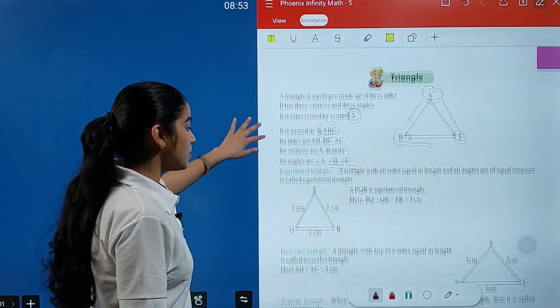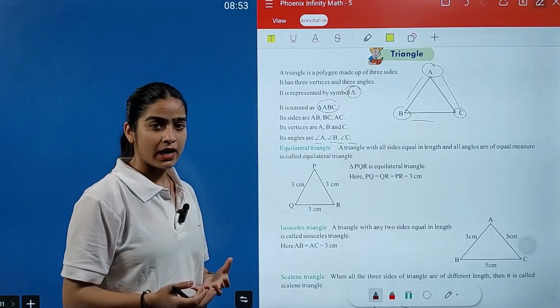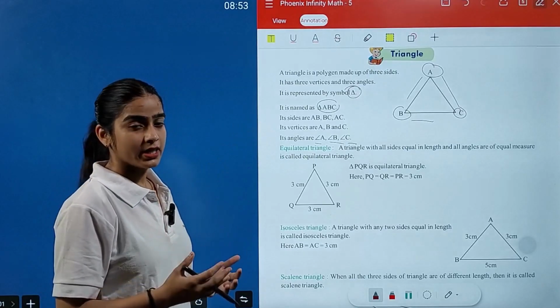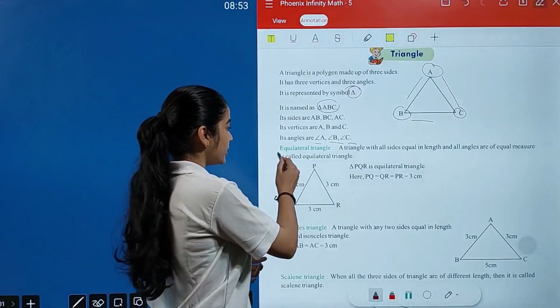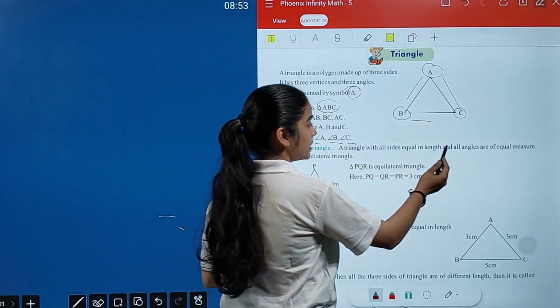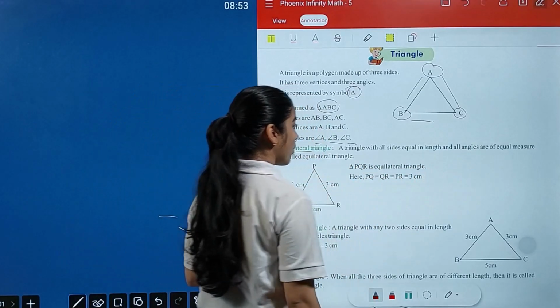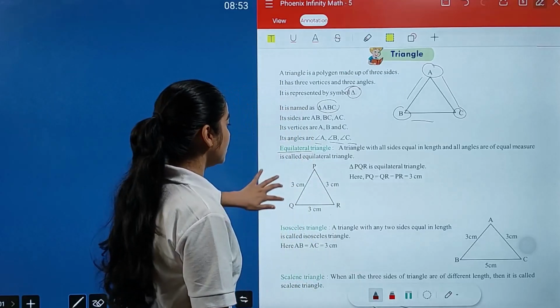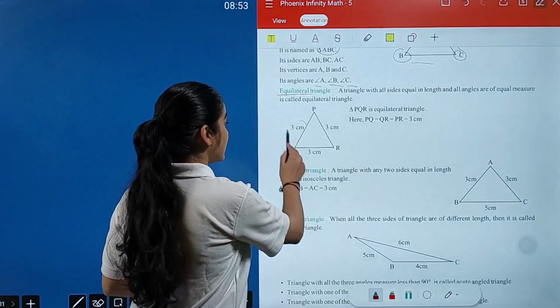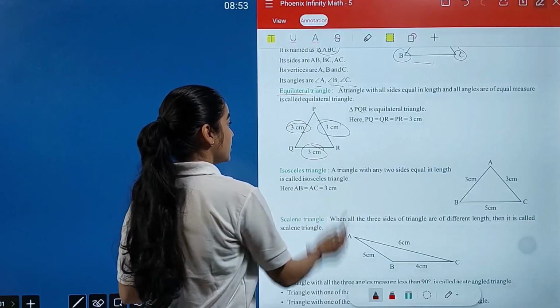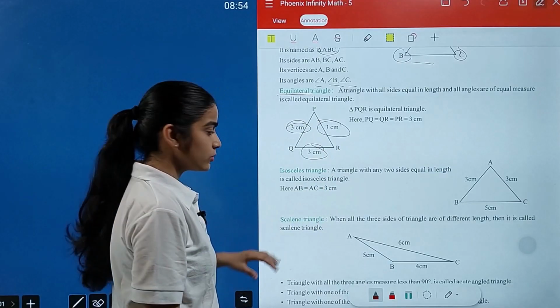Now what does equilateral triangle mean? When we have a triangle with all three sides equal to each other, that is your equilateral triangle. With all sides equal in length and all angles of equal measure, it's called an equilateral triangle. For example, 3 centimeter, 3 centimeter, 3 centimeter, all three sides are equal to each other.